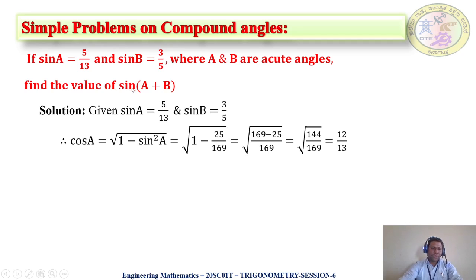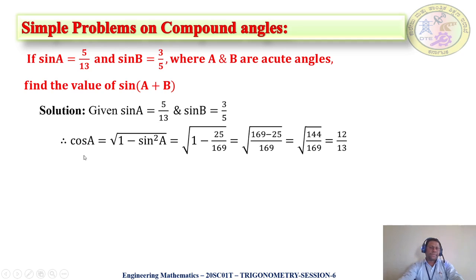And then you know what is the sin of A plus B formula? Sin A cos B plus cos A sin B. Sin A is given, sin B is given, cos A is not given, cos B is not given. We have to find those two values. How do we find them? Sin A is given, by using sin A we can find cos A. Sin B is given, by using sin B we can find cos B. How? It is explained here.